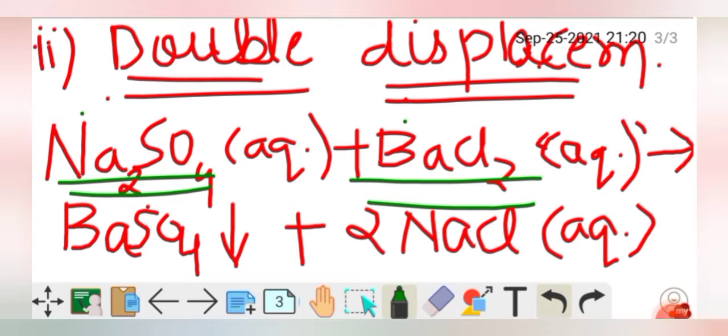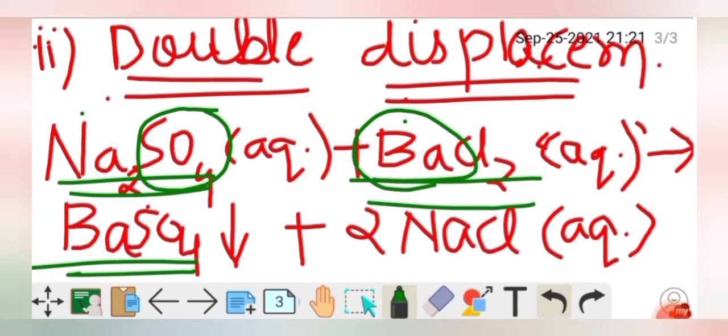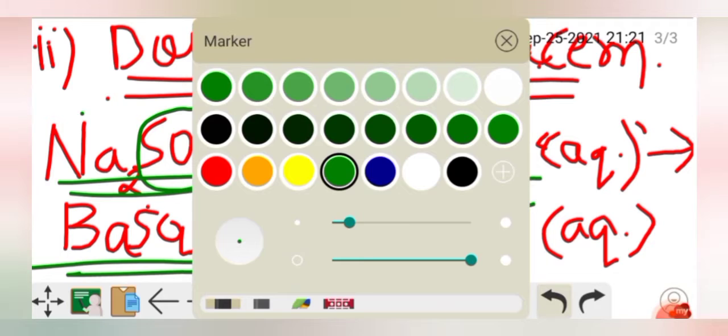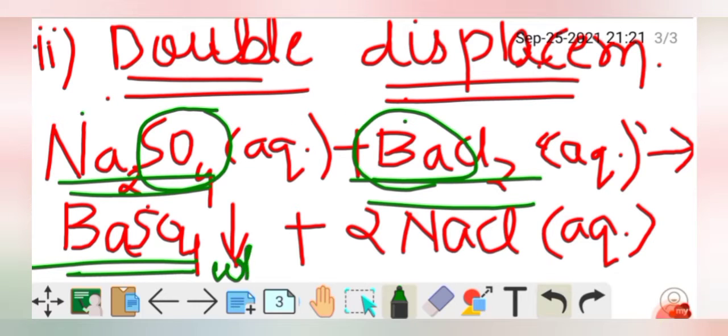By each other. So here Na2SO4 and BaCl2. It forms Ba plus SO4, and this is the result. Now it forms a white precipitate. I forgot to write here, white PPT. So when they are displaced by each other, BaSO4 is formed, and here 2NaCl, which is sodium chloride.